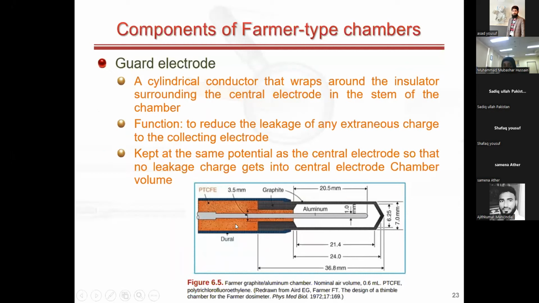Its function is to reduce the leakage of any extraneous charge that is produced in the stem or in this part of the chamber. And this guard electrode would not let discharge be collected by this collecting electrode. These guard electrodes are kept at the same potential as the central electrode so that no leakage charge gets into this central electrode.